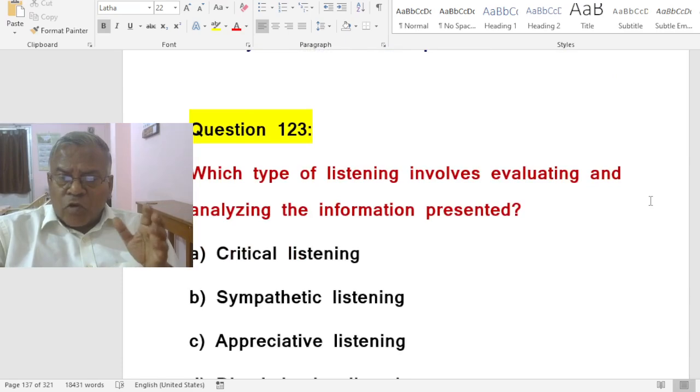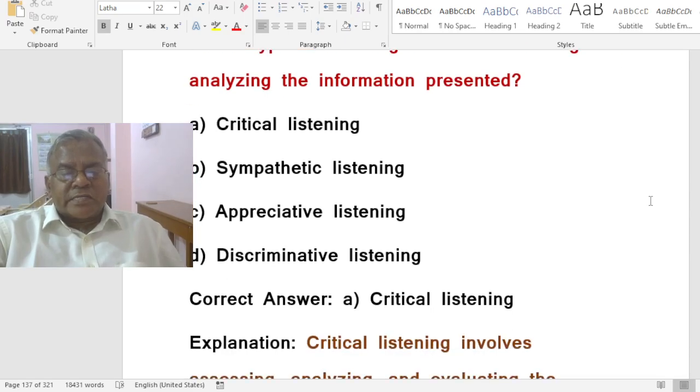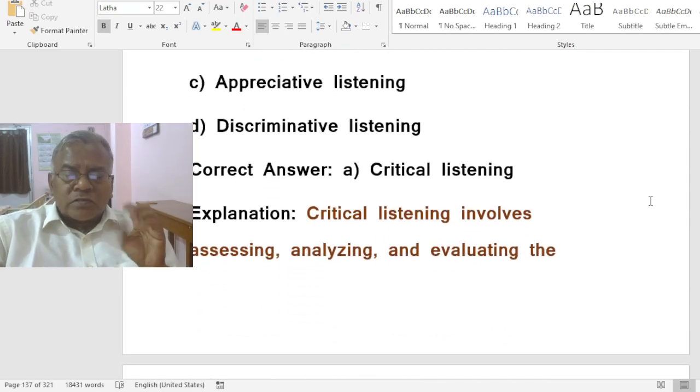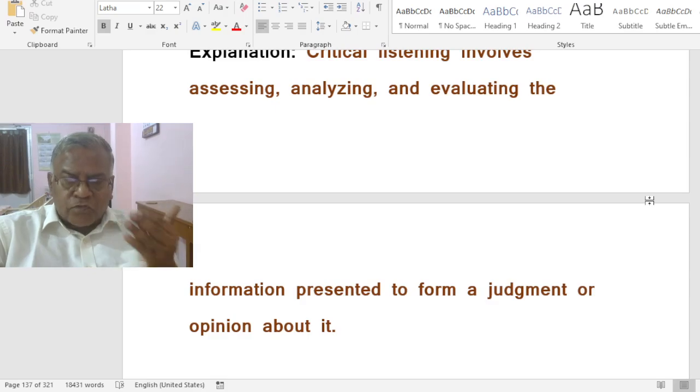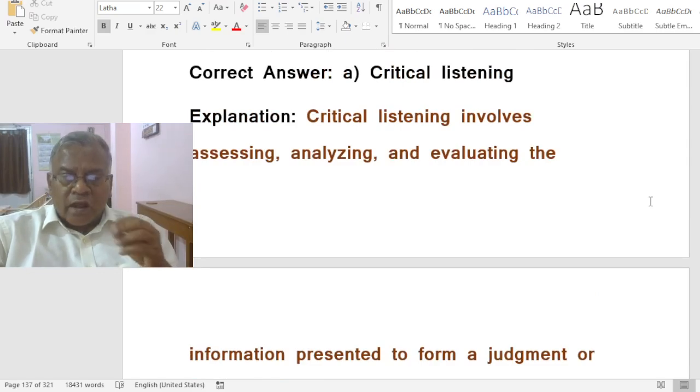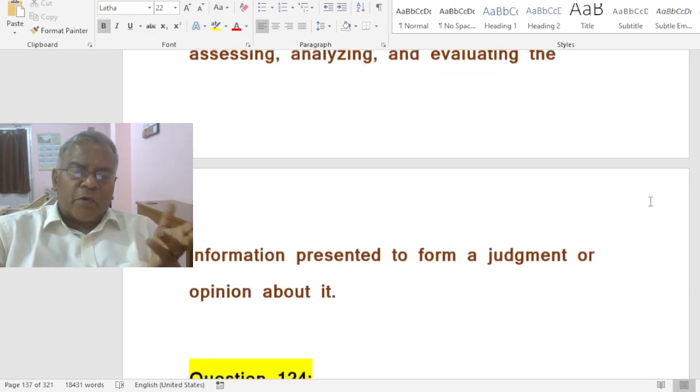Which type of listening involves evaluating and analyzing the information presented? A. Critical listening. B. Sympathetic listening. C. Appreciative listening. D. Discriminative listening. So, which is the right one? Critical listening. Why? Critical listening involves assessing, analyzing, and evaluating the information presented to form a judgment or opinion about it.